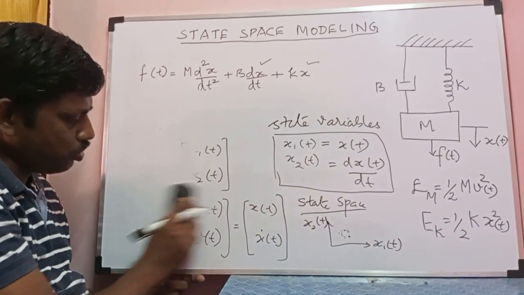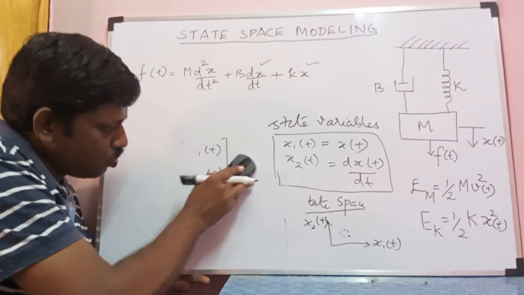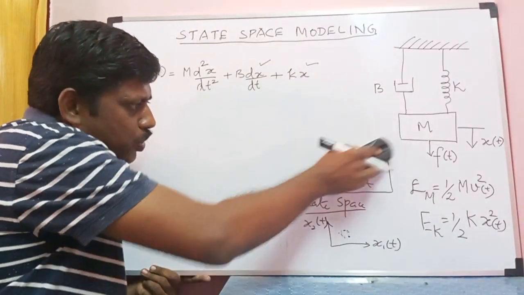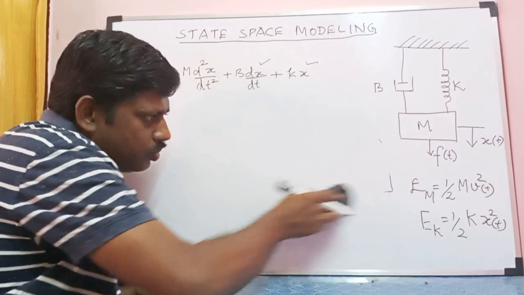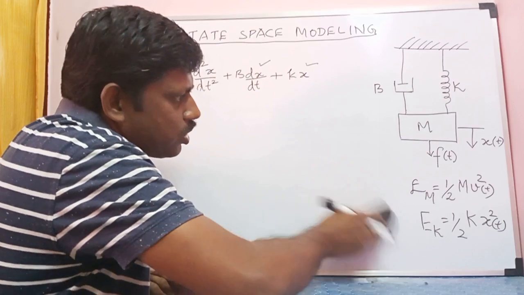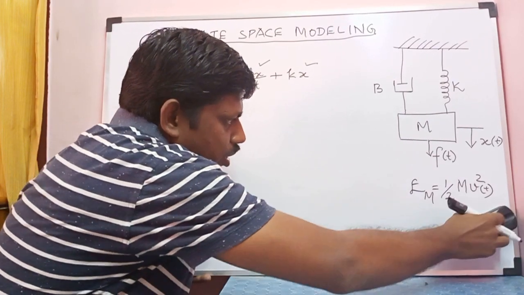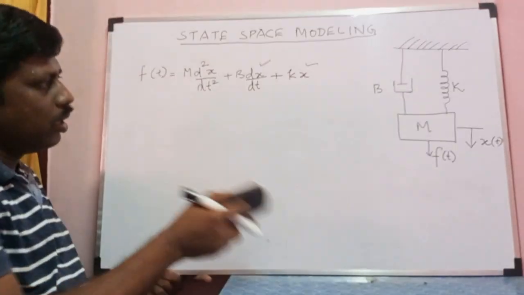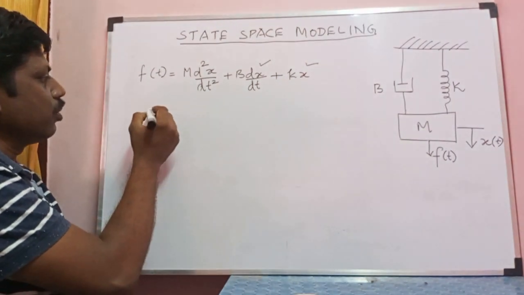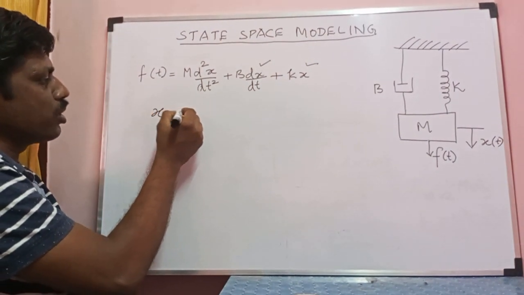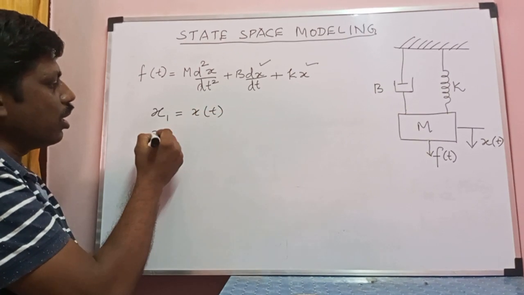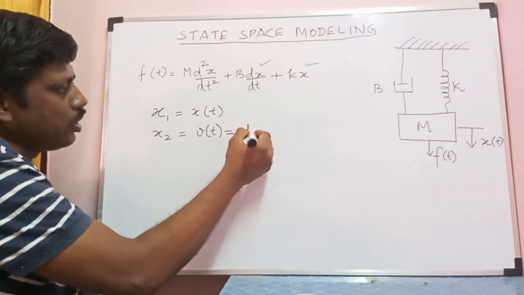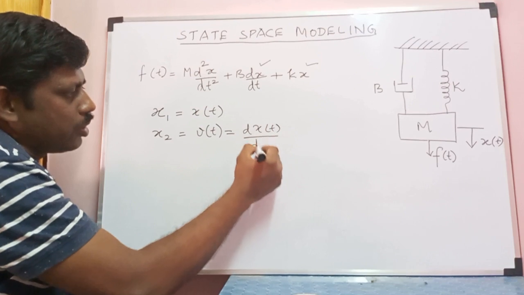Now let us try to understand what is meant by the state space equation. Please remember, the state variables can be identified from the energy storage elements present in the system. We have already defined the state variables as x1 equal to x of t and x2 equal to v of t, that is dx of t by dt.